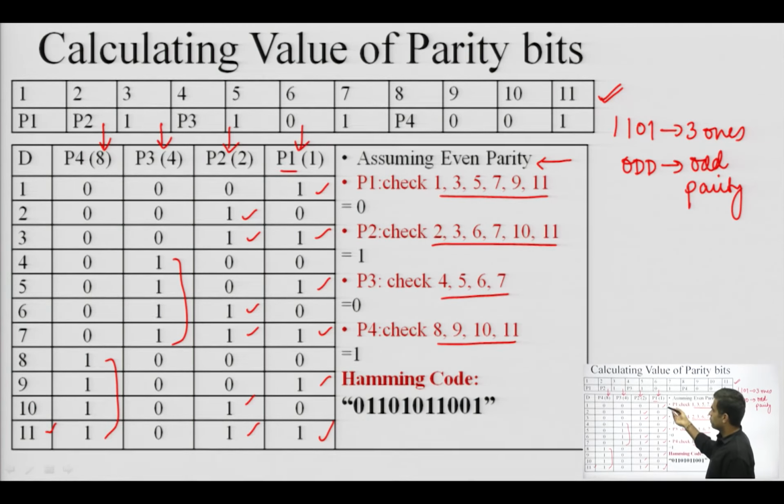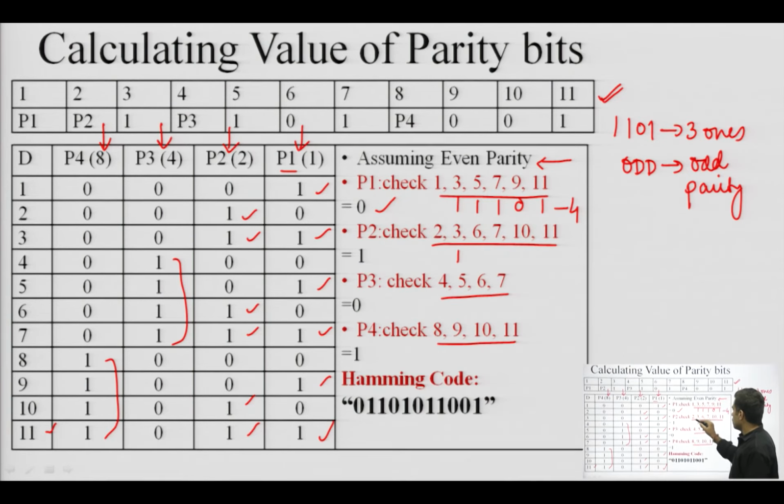So, 1 is P1, which I do not know yet, but I can check the rest of the values. 3 is giving me 1, 5 is giving me 1, 7 is giving me 1, 9 is giving me 0, 11 is giving me 1. So, there are 4 ones, 4 is even, that means it is already even, so there is no need to add anything. So, I get a 0 because the message is already even. If I add an extra 1, then it will become odd.